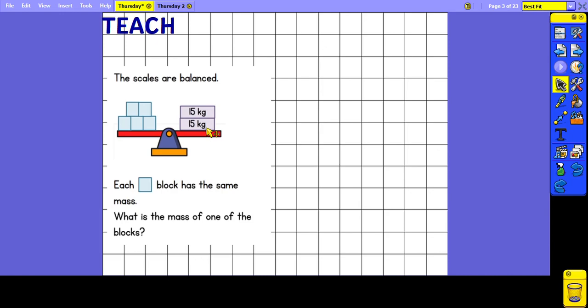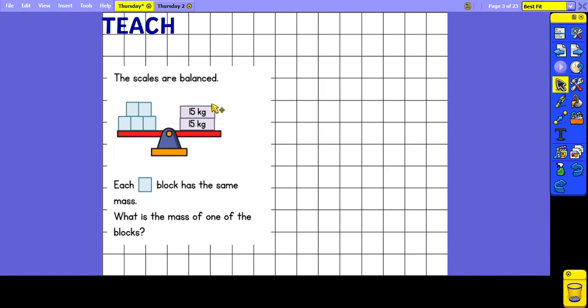Now kg stands for something called kilograms. You may not have heard of them before, but all that kilograms are is a unit of measurement. So where we have used cubes before to measure mass, today we're using kilograms. So each of these purple blocks weighs 15 kilograms.